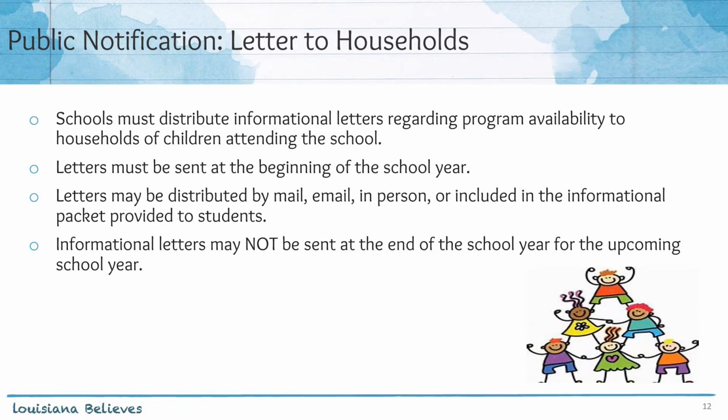Public notification letter to households. Another method of public notification is informational letters that inform households of program availability. Informational letters must be distributed by schools at the beginning of the school year by mail, email, or in person. Letters cannot be sent out at the end of the school year for the upcoming school year.